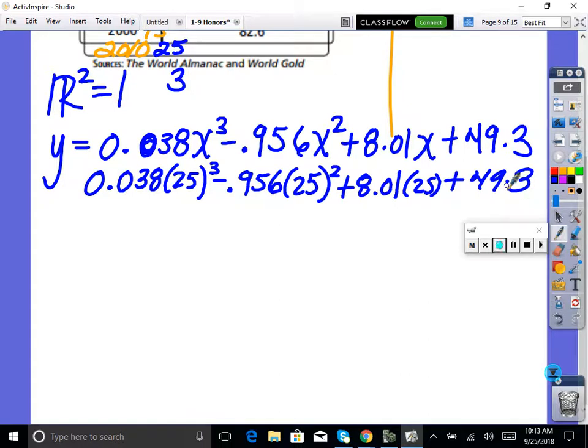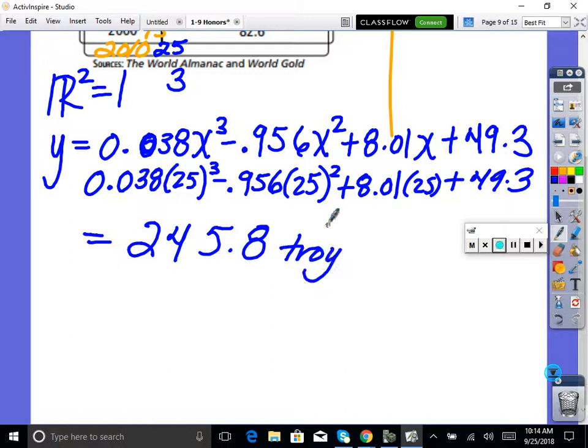So you can tell this company, you just got hired for the big bucks to tell this company in the future what they can expect. How many millions of troy ounces? 245.8 roughly. Millions of troy ounces. That's what they can expect in year 2010.